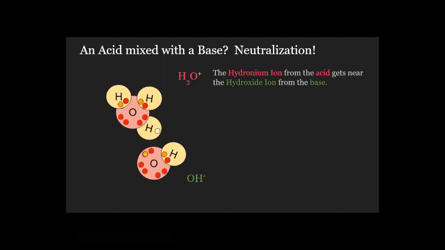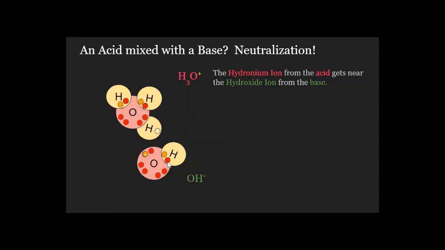Okay, so what is actually happening when an acid gets mixed with a base? We're going to do neutralization. You remember the hydronium ion is what gets added when acids get added to water. We have more hydronium ion in the water when there's acids. Bases have more hydroxide ion, and here's our OH hydroxide ion.